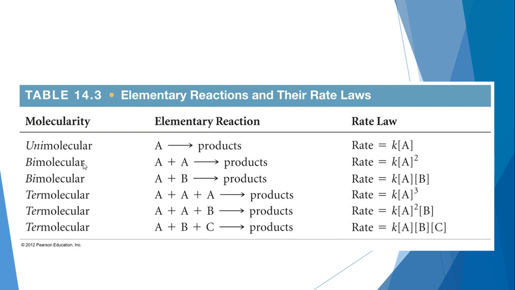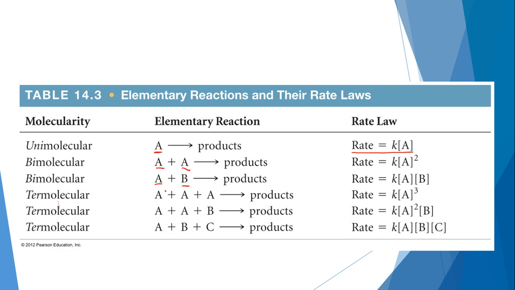Here we have this table in your notes. It shows you uni, bi, and termolecular, and how they can happen. So uni is, again, a single reactant. Note that for an elementary reaction, the rate law is going to be equal to my molecularity. Here is an example of bi, so something reacting with itself, so we get A to the second order. Or we can have something reacting with another different reactant to get A to the first and then B to the first order.